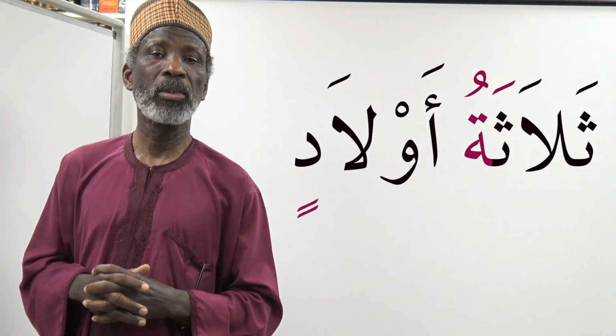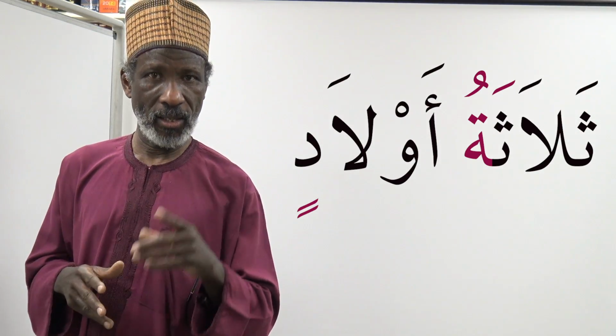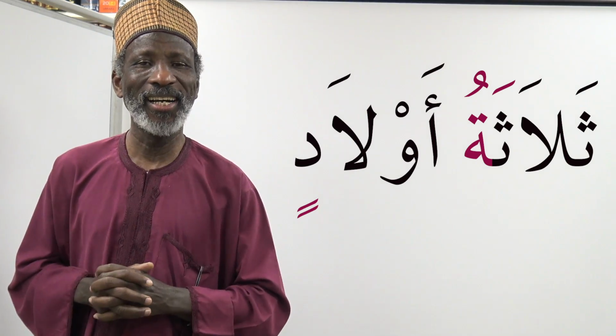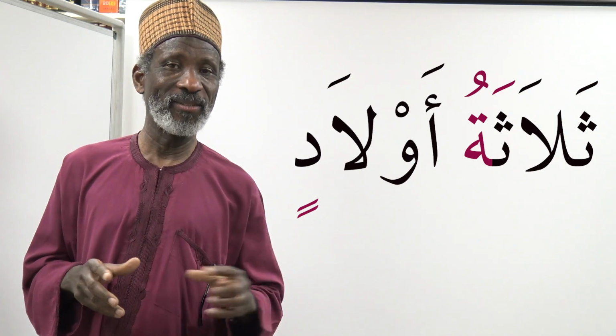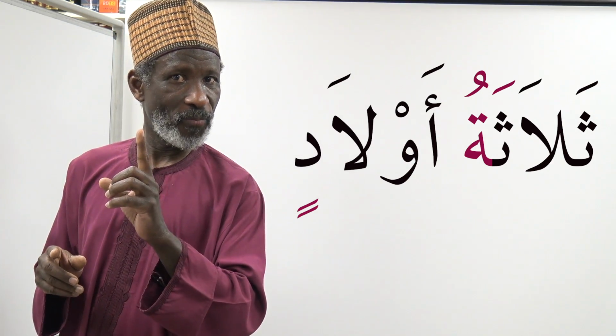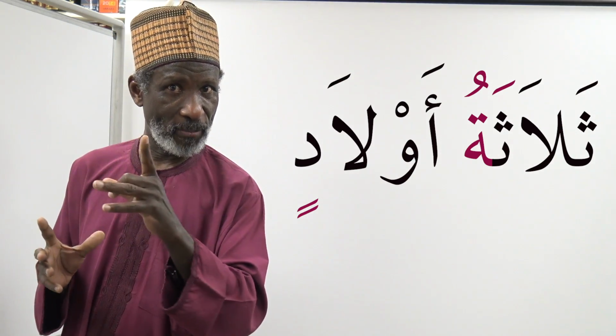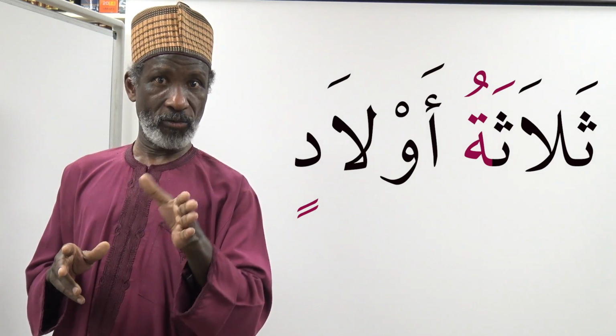ثلاثة أولاد. I will explain it, don't worry. ثلاثة أولاد. You can see ثلاثة, that's the feminine version of number 3 because we are counting boys.